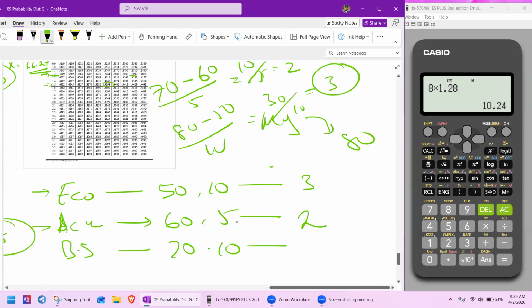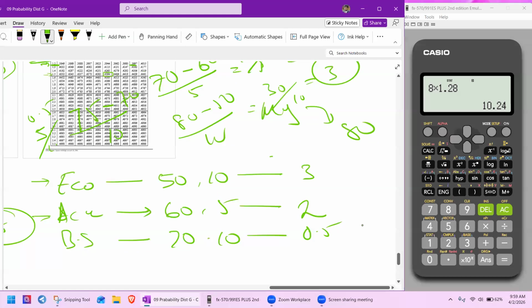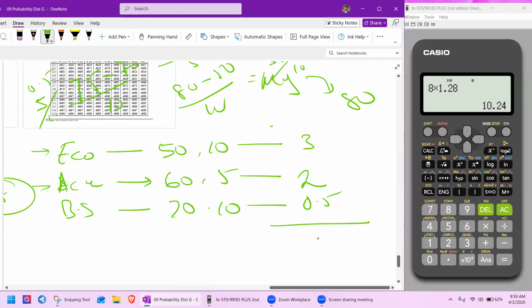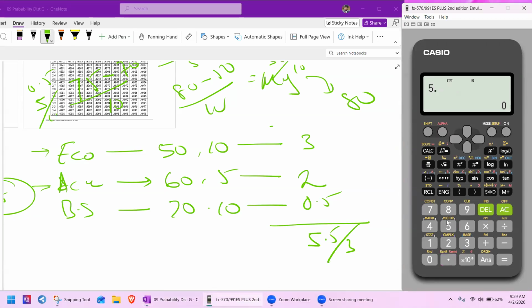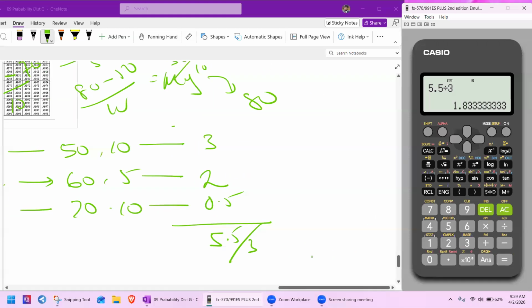And in business studies, he may get the marks of 75, then 75 minus 70 divided by 10. Yeah, 5 over 10, 0.5, right? And what is the Z score? Average Z score: altogether 5.5 divided by 3 equals, his set score is 1.833.